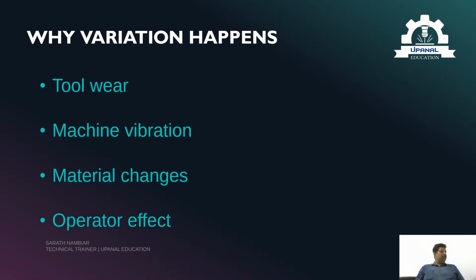The second thing is the machine vibration. No machine is perfectly rigid. Small vibrations may occur, and these small vibrations will surely affect the size. Then change in material. Different material hardness affects the cutting, and then the sizes change. Then operator effect. Different operators may use slightly different settings. So size variation is a natural part of manufacturing.